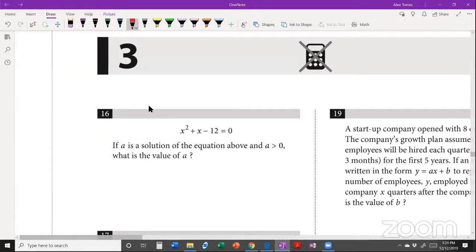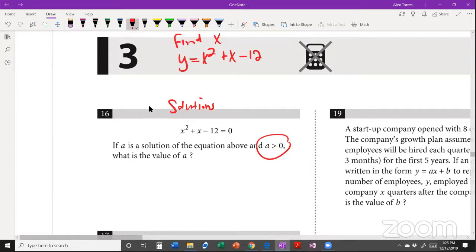Okay, A is a solution of the equation and it's positive. So what are the solutions for this? The solutions are the x-intercepts, the roots, the zeros. They're what you get by factoring. To get the x-intercept, y equals 0. So this is kind of like saying y equals x squared plus x minus 12. And it says find the x-intercept. The x-intercept is where y is 0. So then we would have put 0 here. But they're already giving it to us in that format. But having it equal to 0 is your permission to factor.